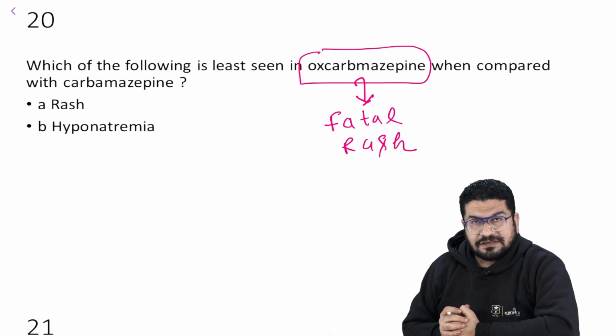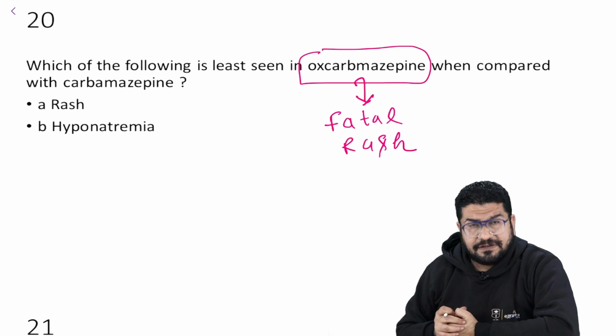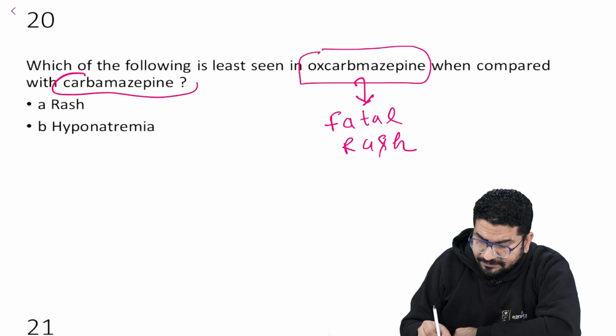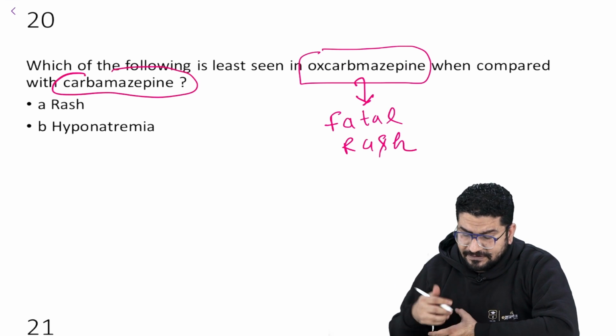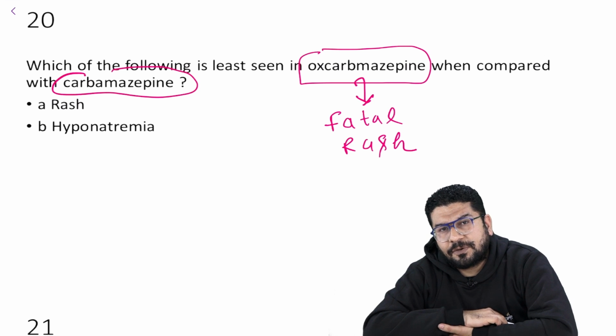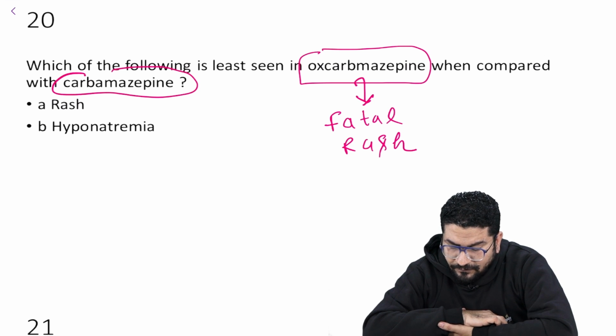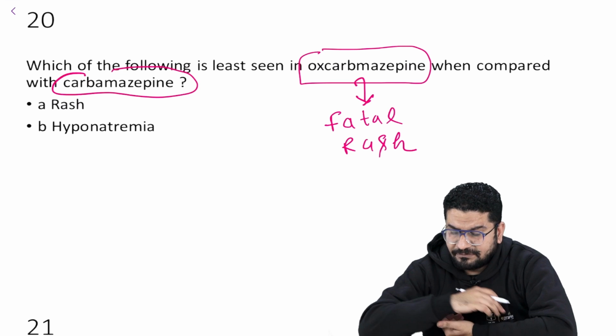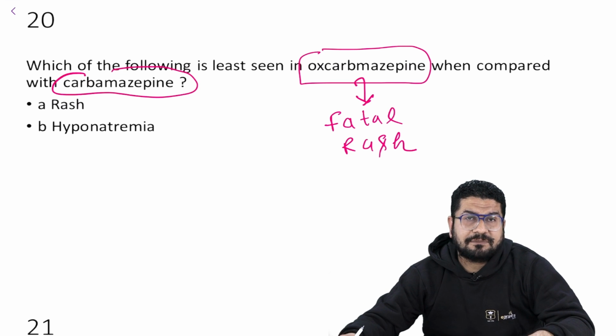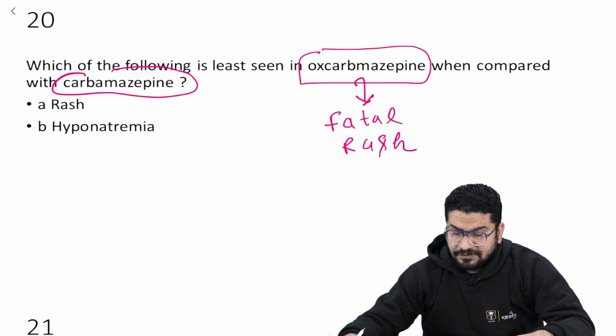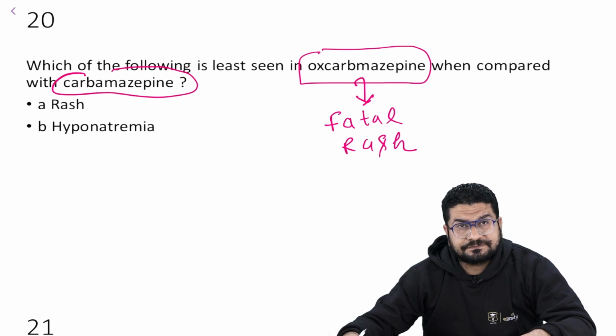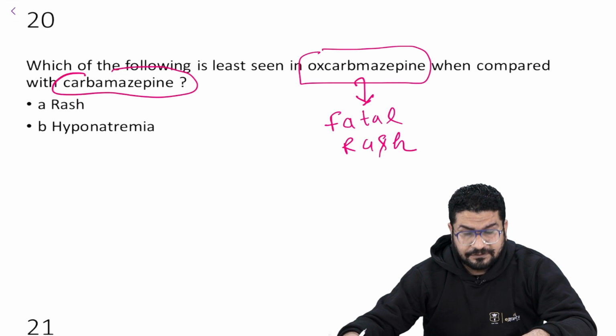Right. So oxcarbazepine can produce fatal rash. Otherwise, you can see carbamazepine can produce many other side effects, especially hyponatremia. I could not get all the options. What they are asking is which of the following is least seen in oxcarbazepine when compared with carbamazepine. Understand this: oxcarbazepine will produce less hyponatremia compared to carbamazepine. So let us see this question.